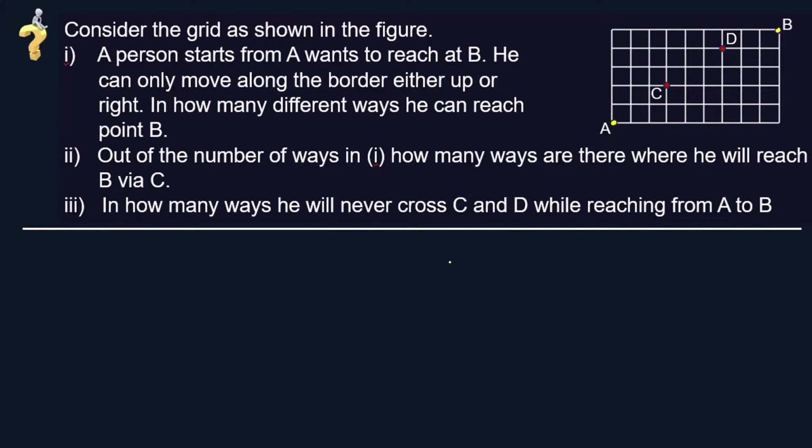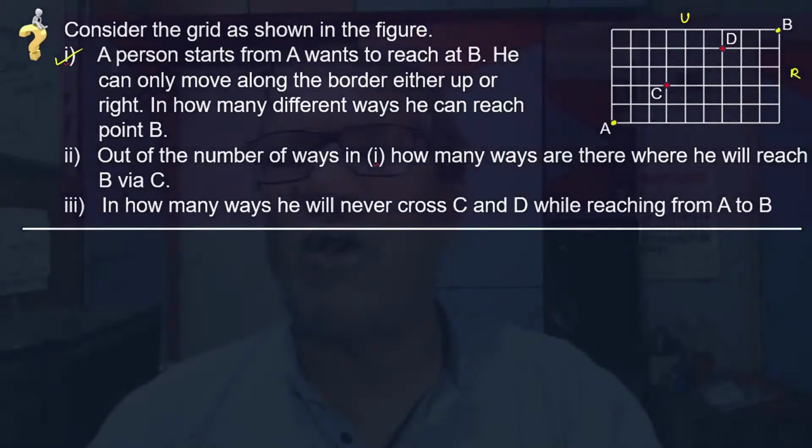And he can only move along the border either up or right. This is up and this is right. So a person can move along the border either up or right. He cannot move left or down. Okay? The first question: in how many different ways can he reach from point A to point B?